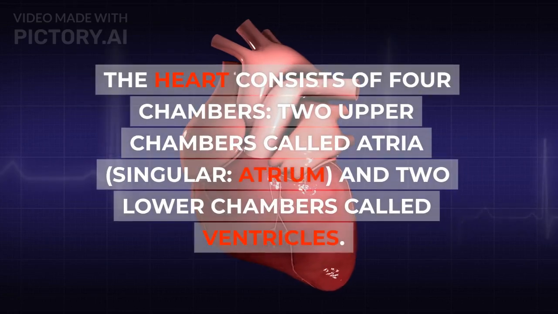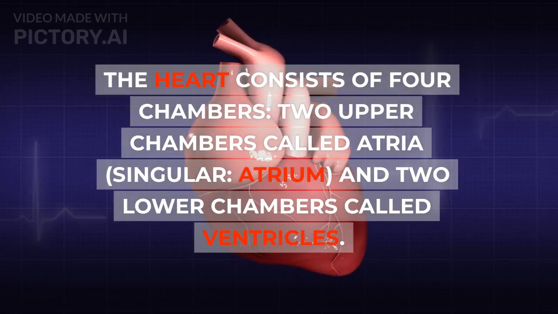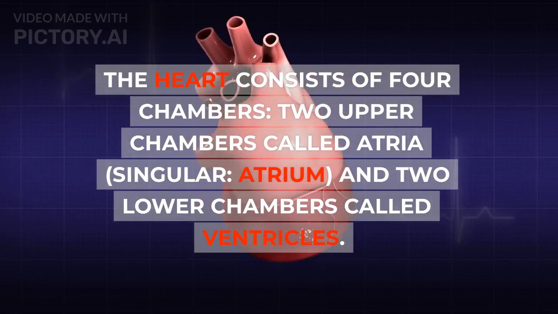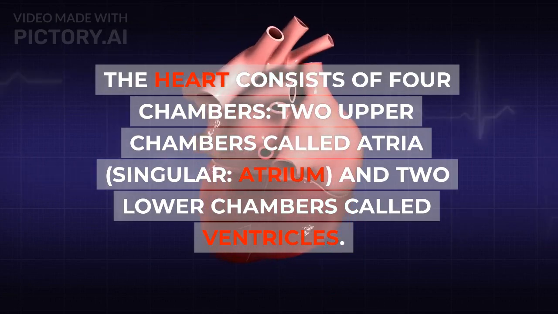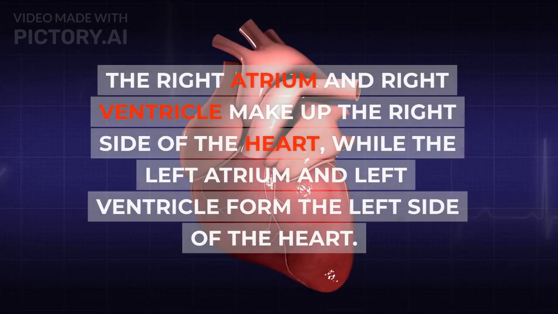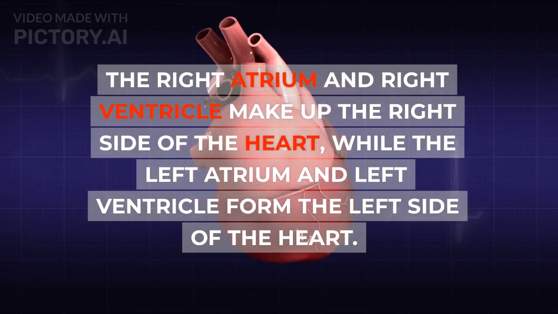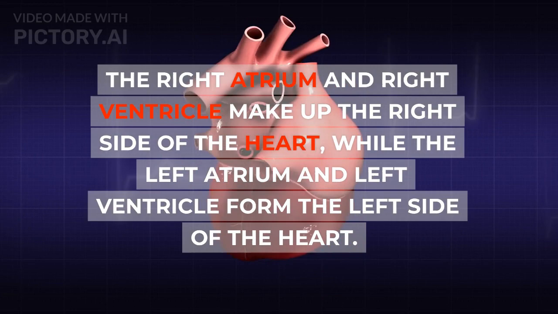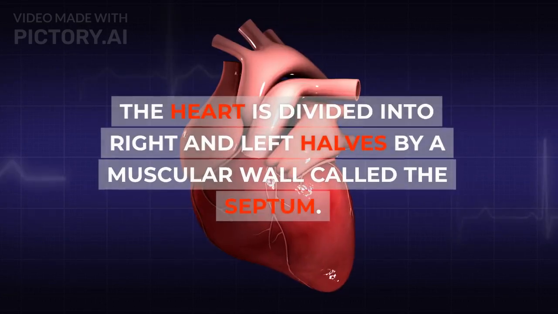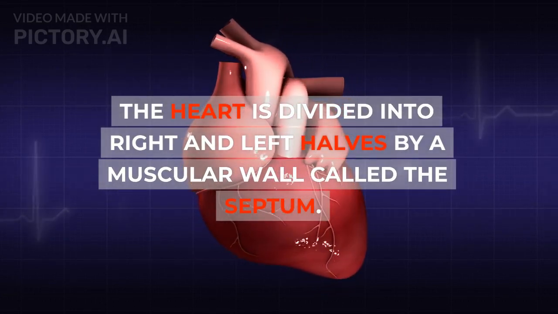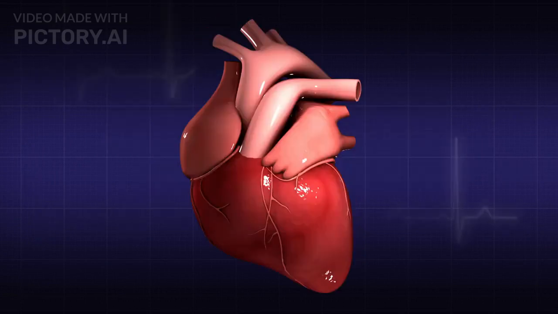The heart consists of 4 chambers, 2 upper chambers called atria, singular, atrium, and 2 lower chambers called ventricles. The right atrium and right ventricle make up the right side of the heart, while the left atrium and left ventricle form the left side of the heart. The heart is divided into right and left halves by a muscular wall called the septum.